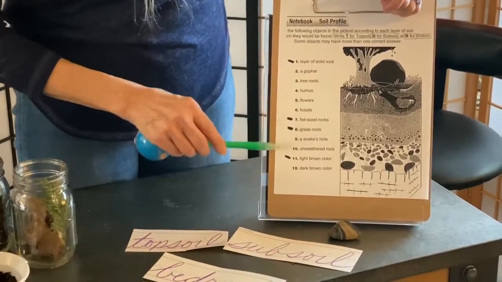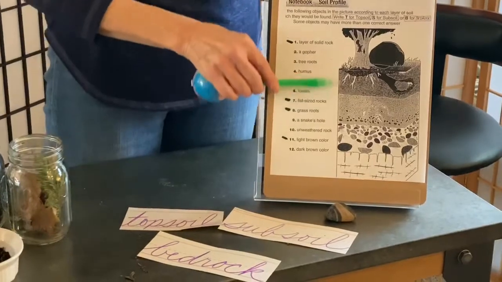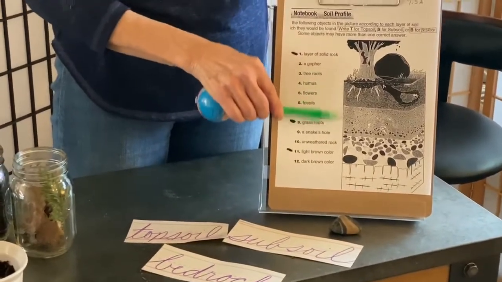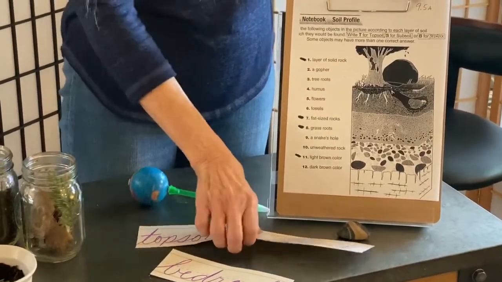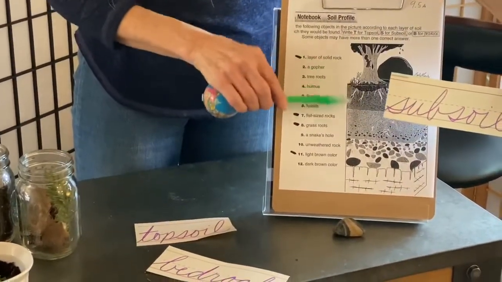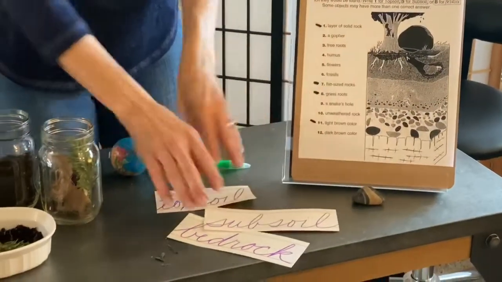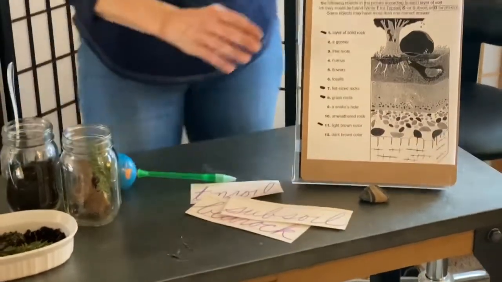And then the last one, the light brown color. So you can tell this is darker, this is lighter. This is called subsoil, all right? So we've got topsoil section, subsoil, and the bedrock areas. And I want you to remember that in our soil profiles.